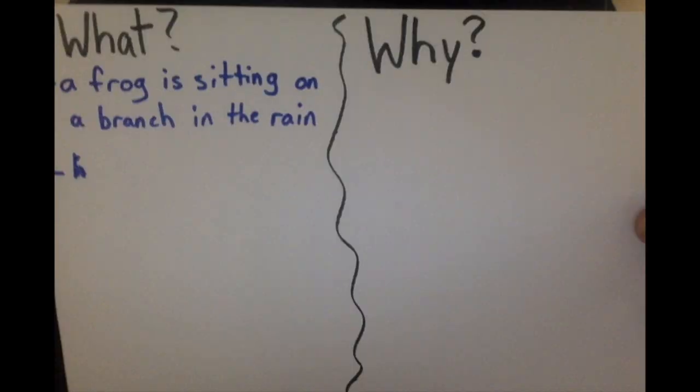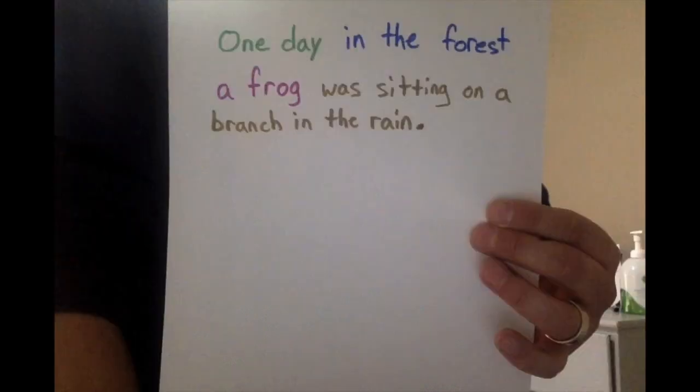To finish off my first sentence in a way that makes sense and uses my ideas from my 5W chart, I'm going to finish off the sentence with my very first what. Now it reads, one day in the forest, a frog was sitting on a branch in the rain. Sound like the start to a story? It does to me. If you're putting your pieces together and it's not quite making sense, try saying it out loud a few different times before you write it. That way you'll know if it sounds right.